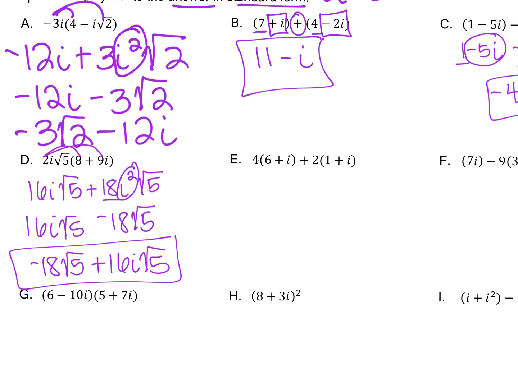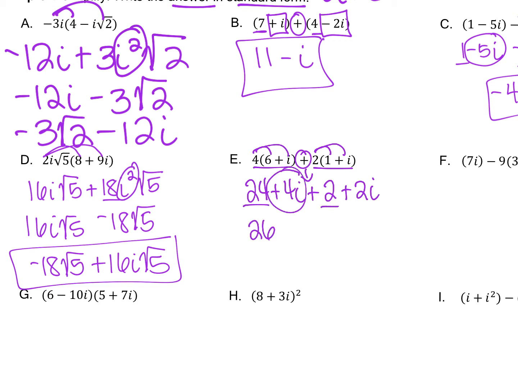All right, looking at the next one, notice we're adding, but we have to distribute before we can add. So I'm going to distribute 24 plus 4i, bring down your plus sign. You get 2, and then plus 2i. So now we're just adding them up like terms. So I'm combining the 24 and 2, which would be 26. And then the imaginary parts, we get 6i. Remember, you do not change your exponents when you're adding and subtracting.